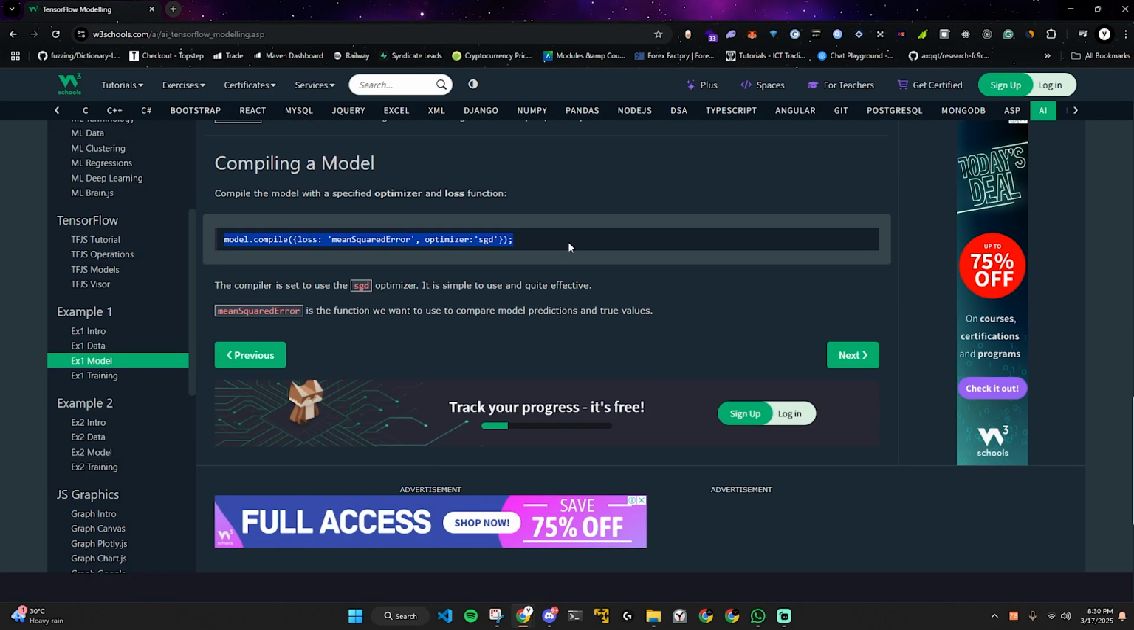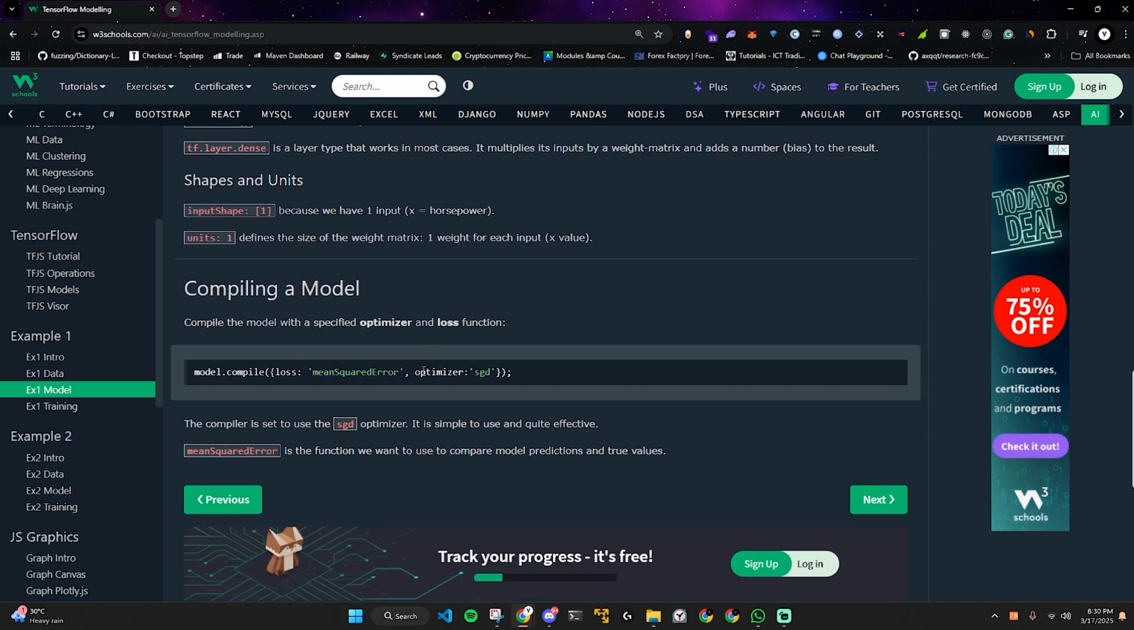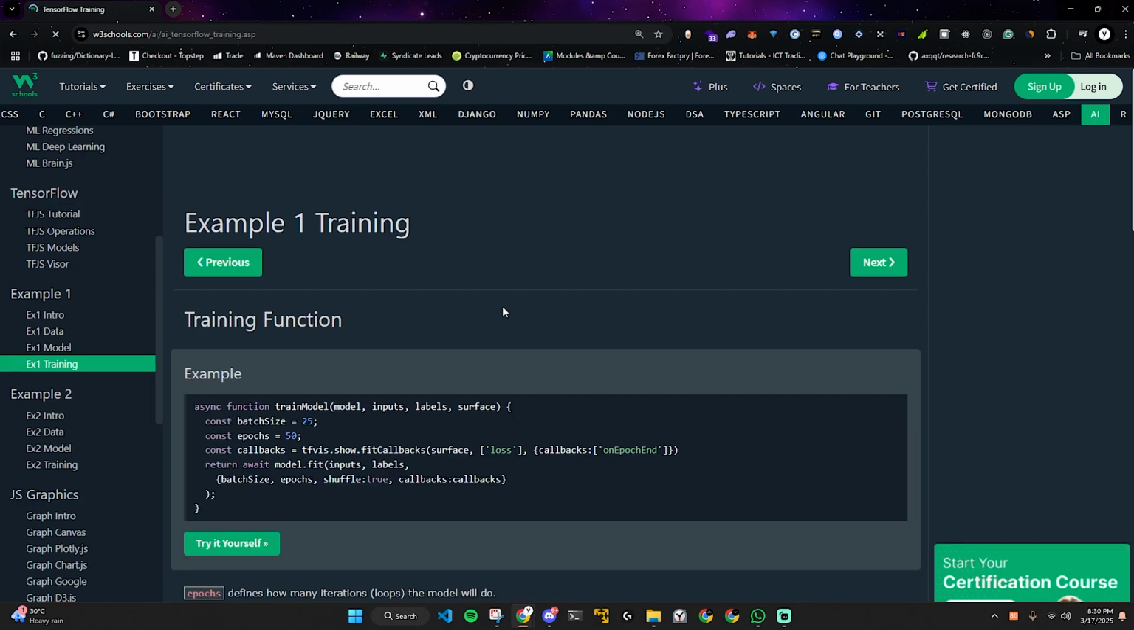So then we have the compile, like I said. MSE is used to measure the error, and the optimizer is used to go back and optimize the weights and reduce the errors. The number of times you want it to iterate is the epochs, so the higher the epochs, the higher the number of times it's going to run.